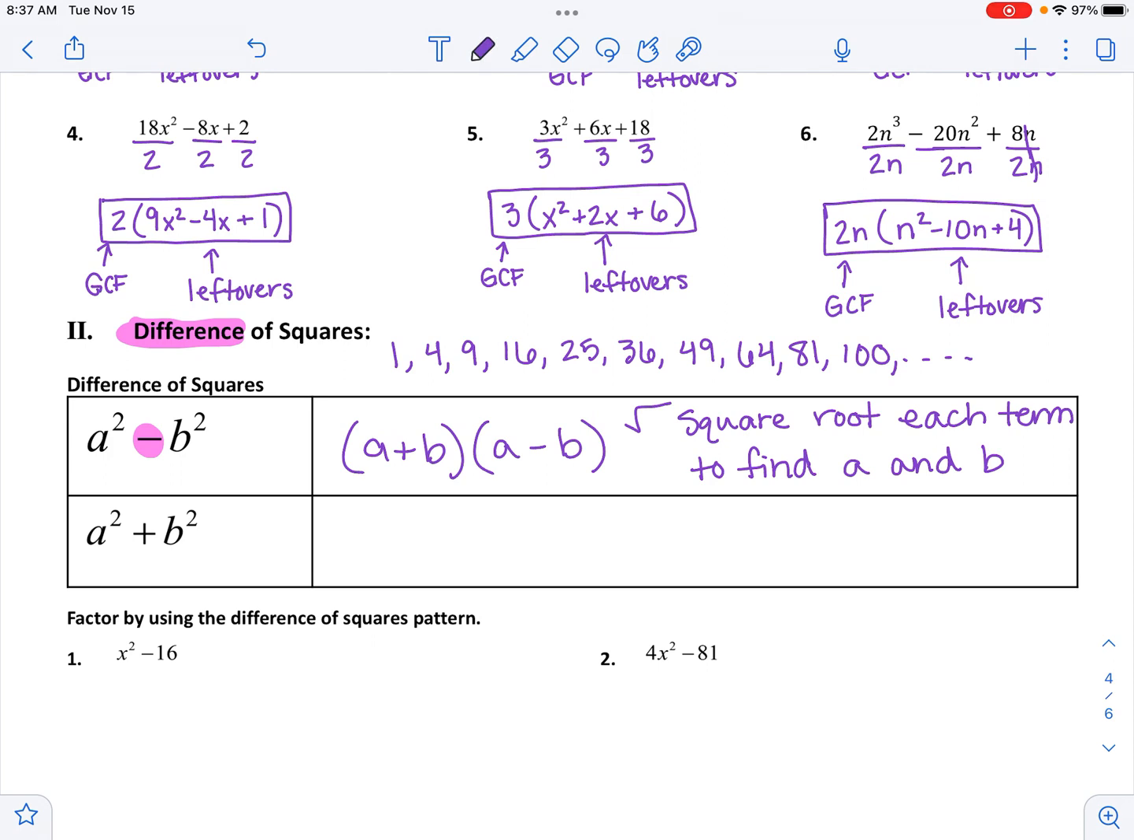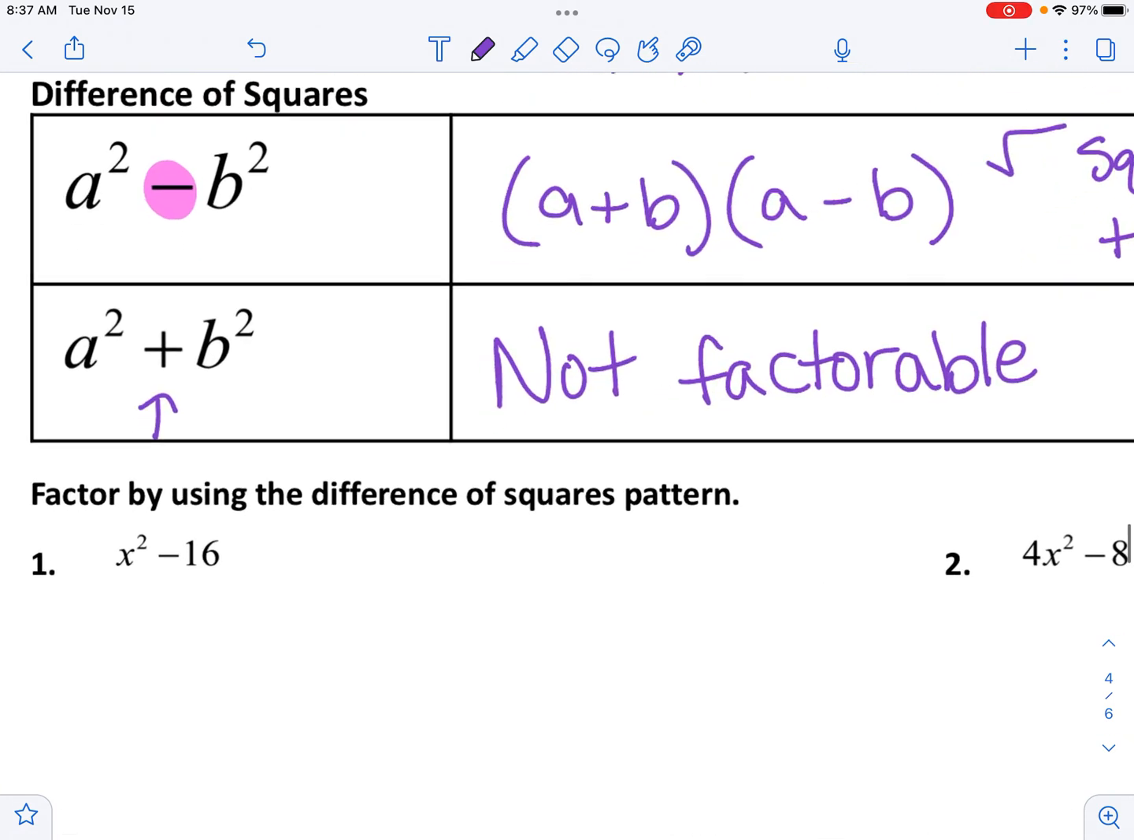If we see addition, then it's not difference of squares anymore, and it is not factorable. Meaning we cannot find those 2 sets of parentheses that would multiply out to get our original problem. So if we ever see that plus sign, it is not going to be able to be factored, not factorable. Okay, so let's try some examples here.